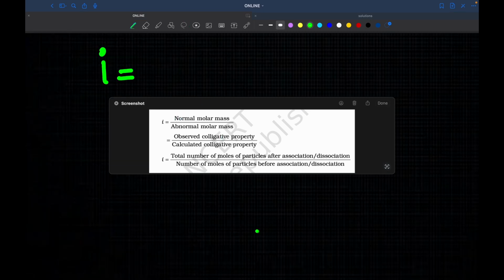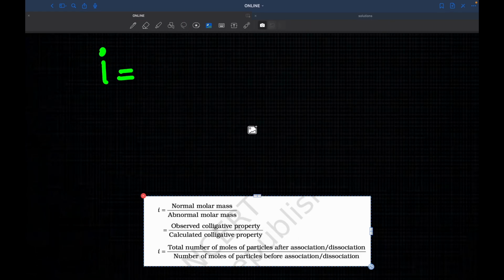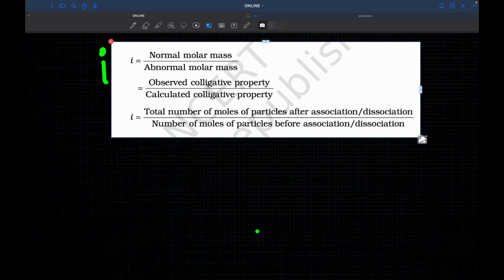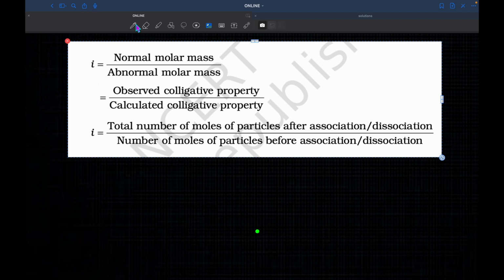So van't Hoff factor can be calculated by using these three formulae. Look carefully at the formulae. I equals normal molar mass by abnormal molar mass, which equals observed colligative property by calculated colligative property, which equals number of moles of particles after dissociation divided by number of moles of particles before dissociation. So these are the three formulae to calculate the I factor.